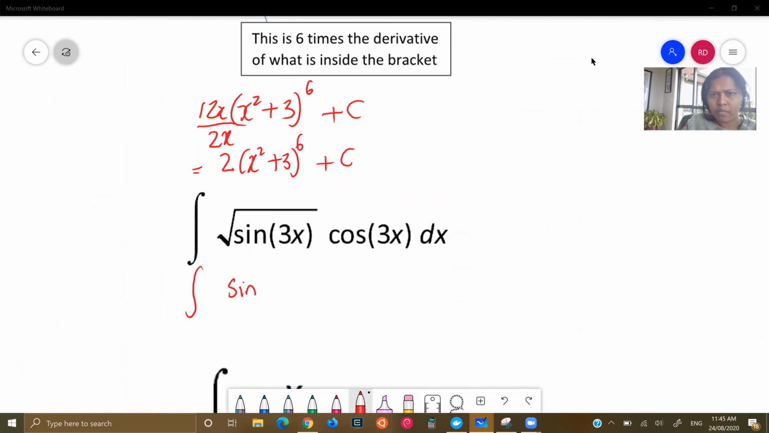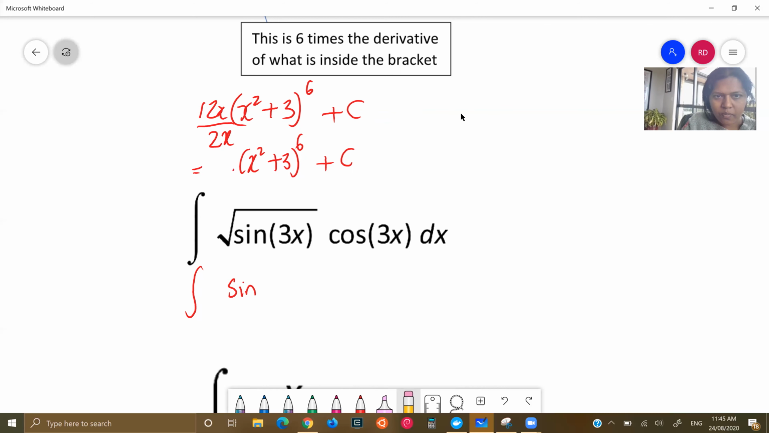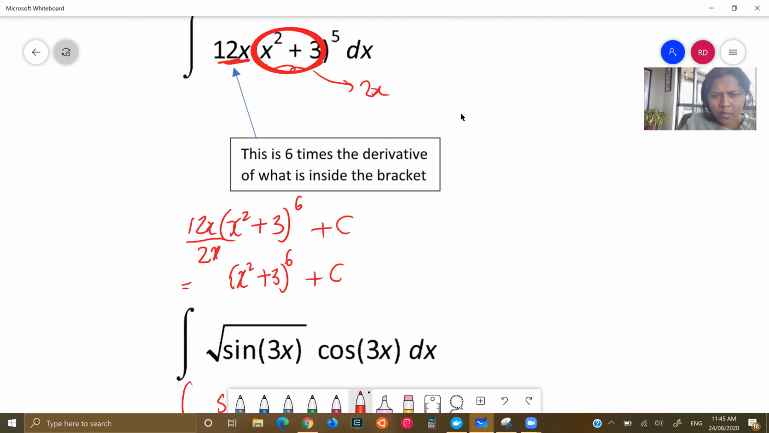Yes, Adam. Why is 12x divided by 2x is 2? Yeah, sorry, it's divided by, okay. It's 6, not, just 1 second. Let me just change that. I think it should be 12x divided by 12x.